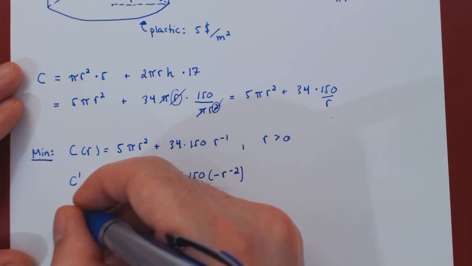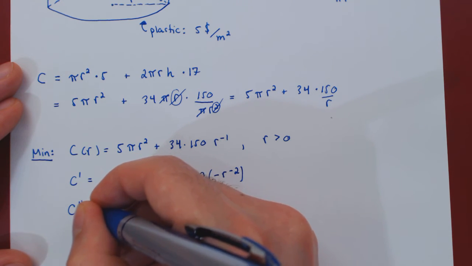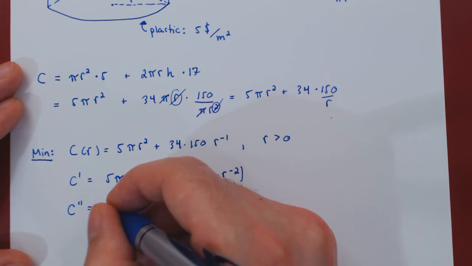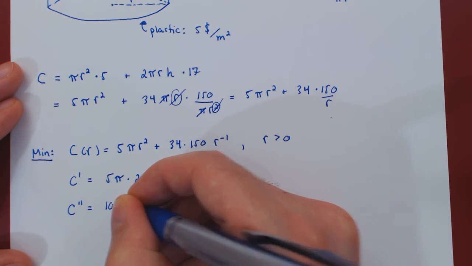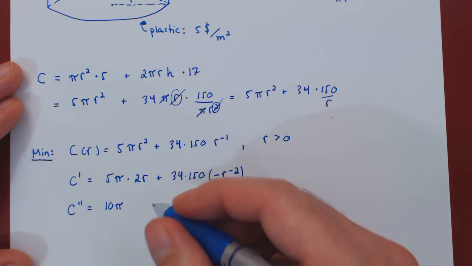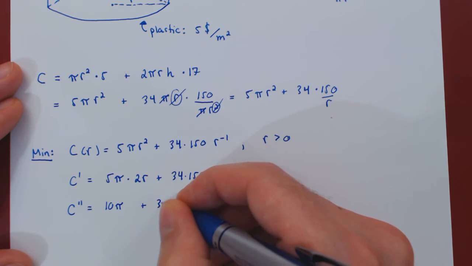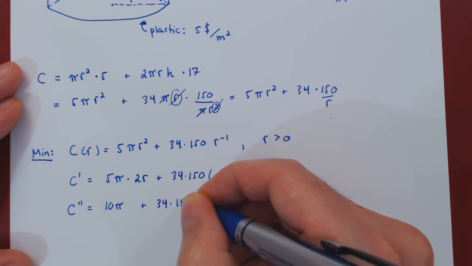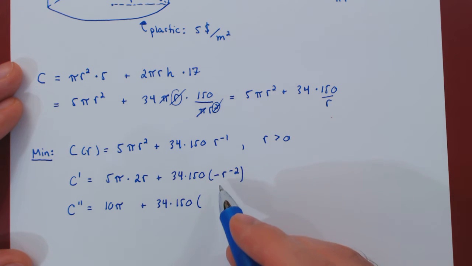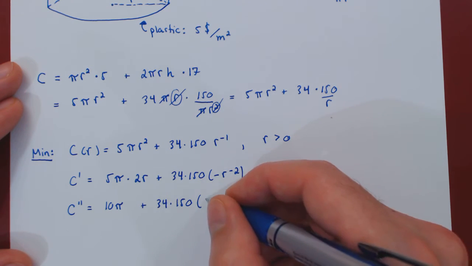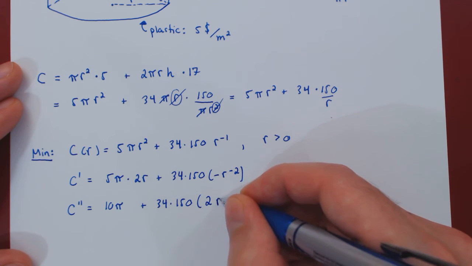Second derivative: five pi times 2 is a constant multiple, we can write it as 10 pi, times the derivative of r, which is 1, plus 34 times 150, times the derivative of negative r to the negative 2. Power rule again, bring this down, positive 2 now, times r to the negative 3.